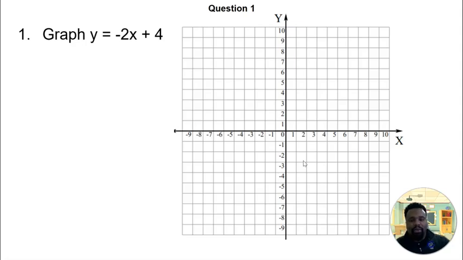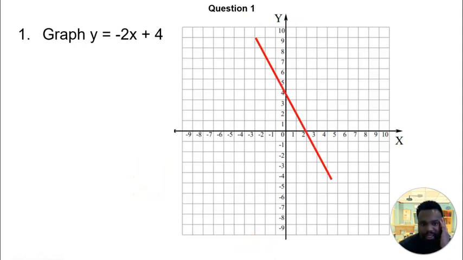Let's look at this following question here. We want to graph negative 2x plus 4. Now we've been working in our Desmos calculator for quite some time. So really all you have to do is graph this in your Desmos calculator, and I would just advise you to identify your x-intercept and your y-intercept, and then you want to go ahead and plot your points. And so if you do that, then this is what your graph looks like here.